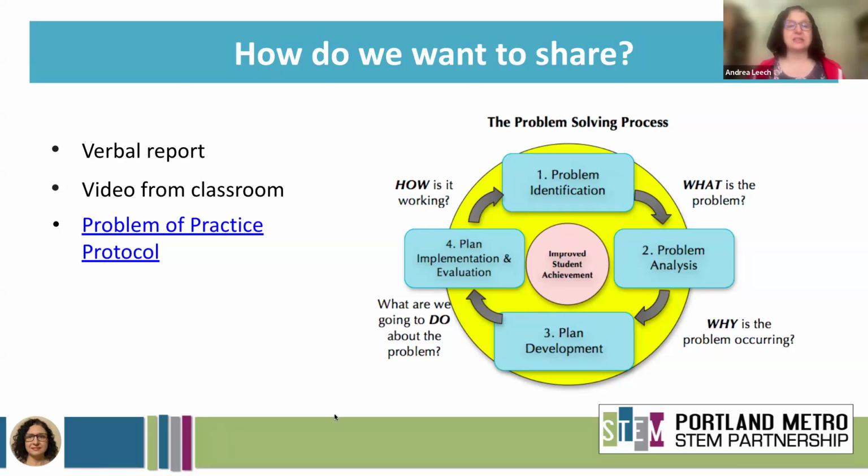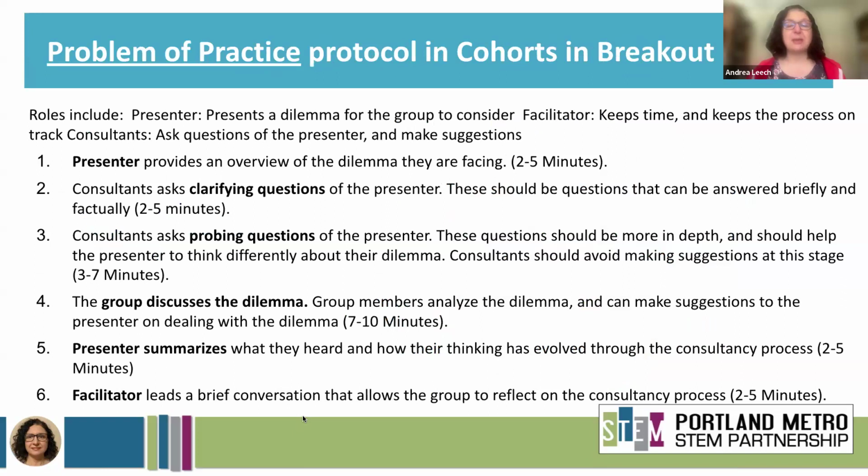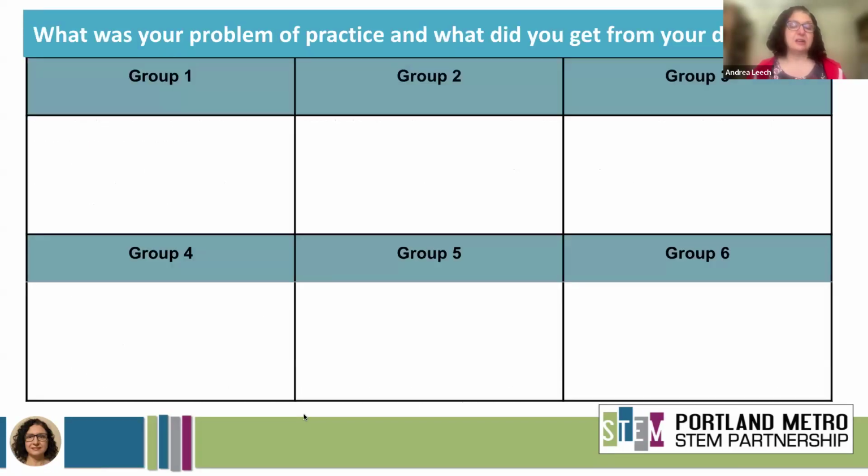Go ahead, go to the next slide. We're going to use the same protocol that we've been using, where one person will talk about what's going on. They'll ask clarifying questions, ask probing questions, discuss the dilemma, and then summarize what they've heard. And then we're going to ask you to update the slides on this slide here, which is slide 19. And then we'll talk about what everybody got as we come back together. Everybody clear on what we're doing?